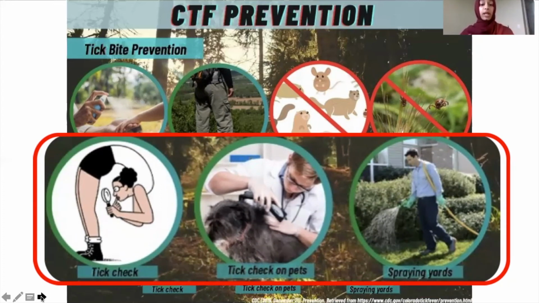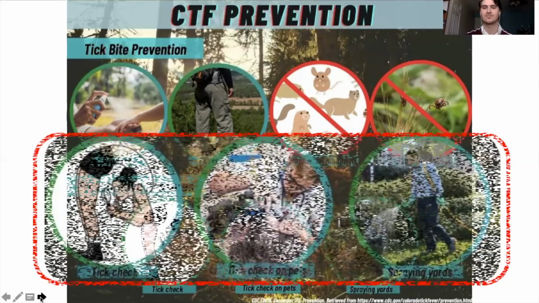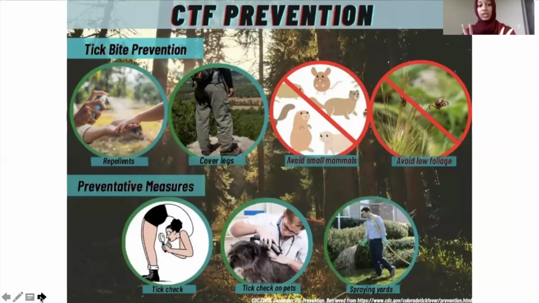And finally, spraying yards with pesticides such as DEET is a good way of making sure that your yard is not infested with ticks. And now I will be going over two suggestions on how to disrupt the transmission cycle of Colorado tick fever. Since most adult ticks quest on low foliage, it would be best to avoid these areas when you're going outdoors. And by sticking to designated trail areas, humans will decrease their chances of getting bitten by Dermacentor andersoni.